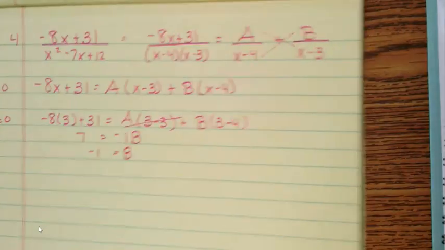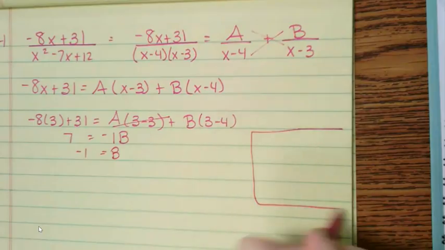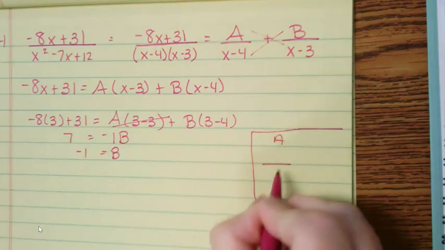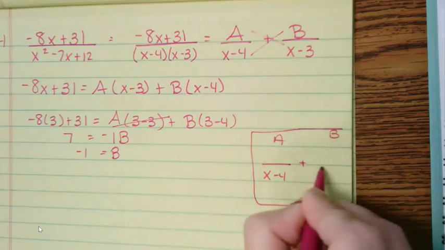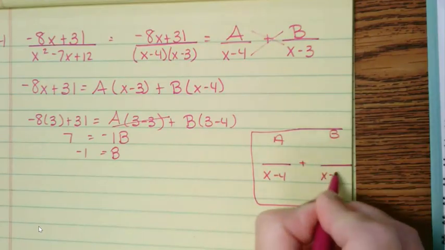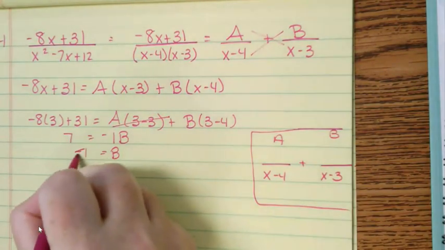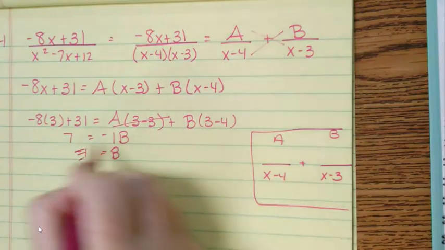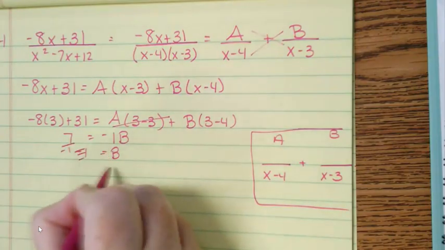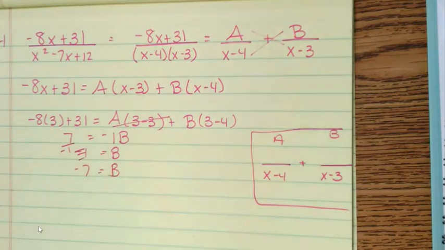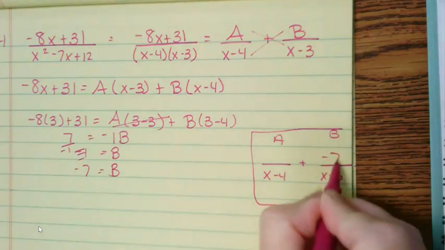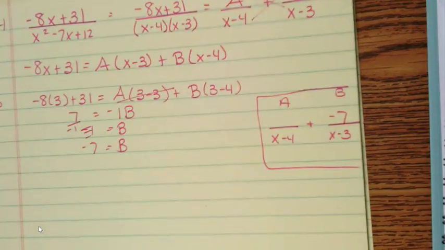Oh, I forgot one other step. Pre-write our answers. So a over x minus 4, and b over x minus 3. So b is, oh gosh, I caught myself. Divide by negative 1, so b equals negative 7. Brianna, I could feel you yelling at me.